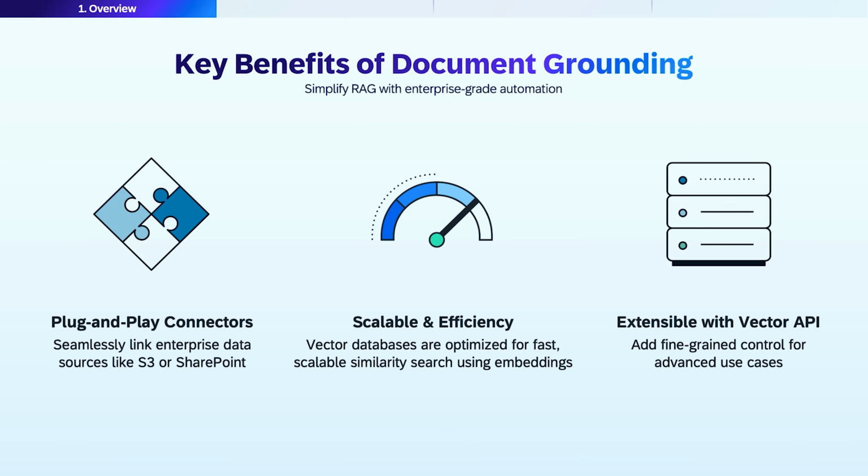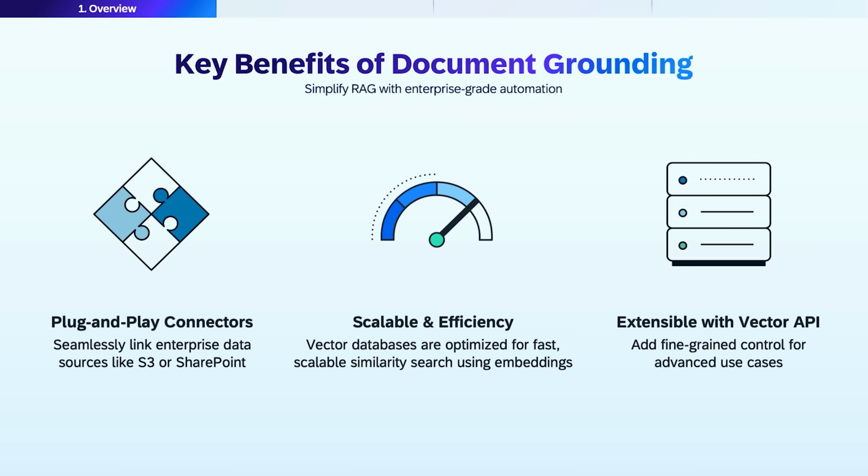Now that we've seen what document grounding does, let's understand why it matters and its key benefits. Document grounding helps organizations accelerate adoption of retrieval augmented generation without investing effort in custom data and vector pipelines. Its architecture is simplified and fully managed, allowing teams to focus on building business use cases rather than infrastructure. With plug-and-play connectors, you can onboard enterprise data sources like S3 or SharePoint in minutes, making integration both quick and reliable.